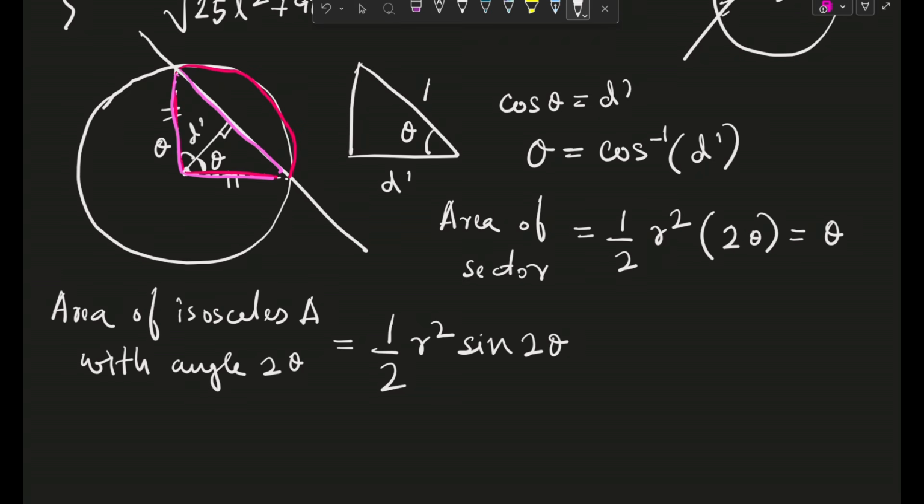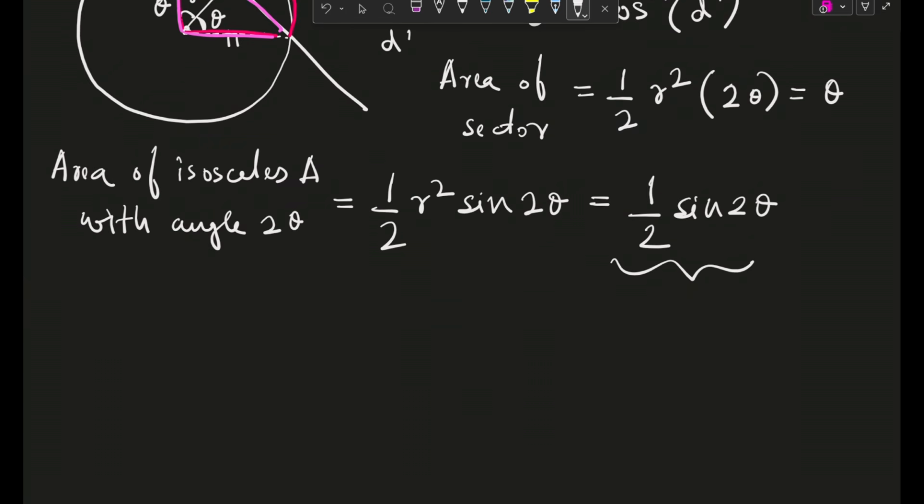Included angle's sine into r square by 2. I hope I don't have to explain. You should actually know all this, okay? If you don't know this, then this sum will be impossible to solve. So this becomes half sine 2 theta. Why? Because r is 1.